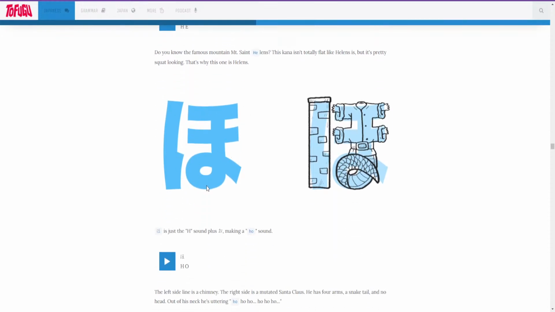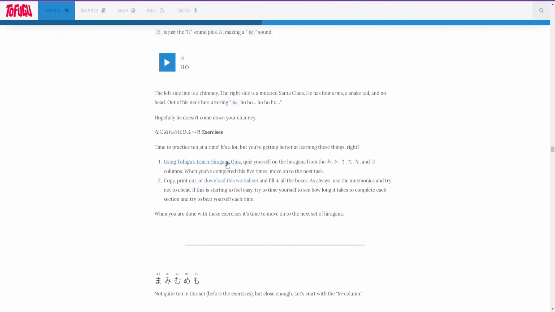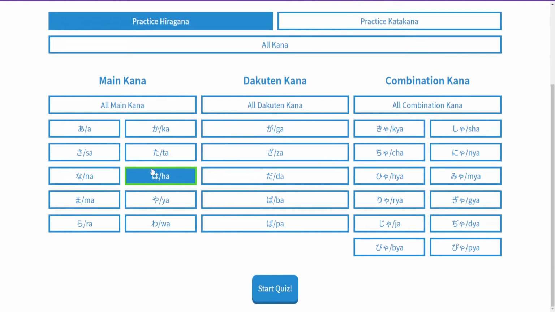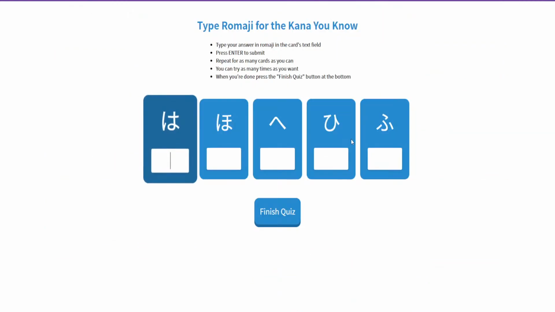And then finally we have ho, which is like a scary Santa Claus coming down your chimney. Ho ho ho. Alright, we are going to quiz on ha, and then we are going to quiz together a, ka, sa, ta, na, and ha. So that'll be fun. That'll be 5, 10, 15, 20, 25, 30 kana that we are going to quiz on. But for now, let's just quiz individually on ha.